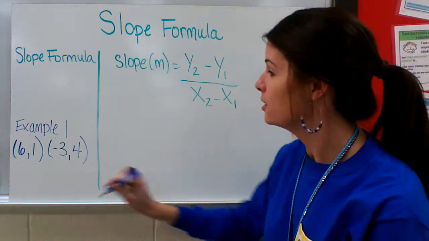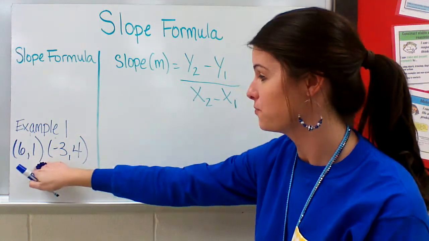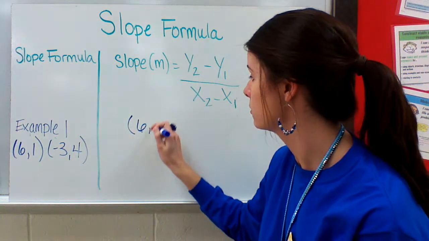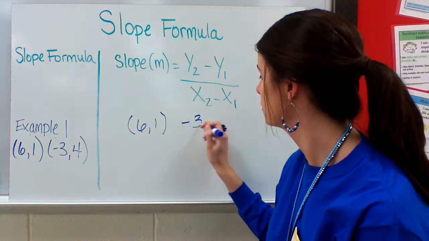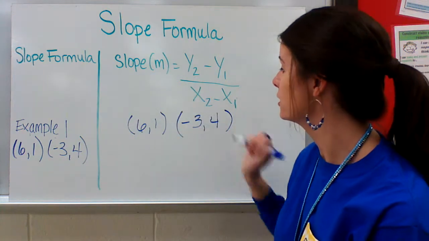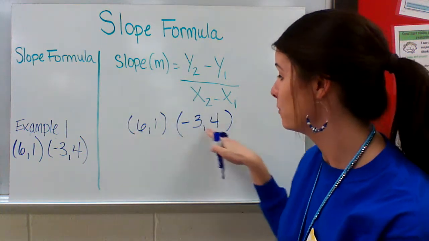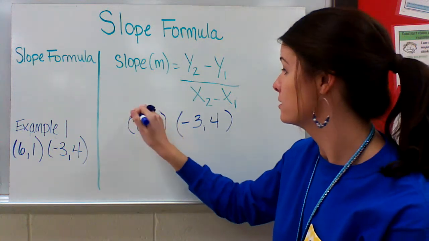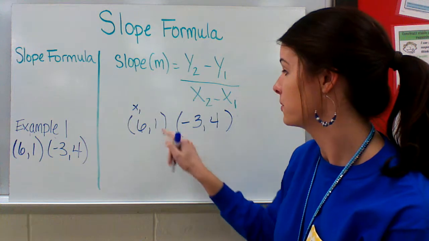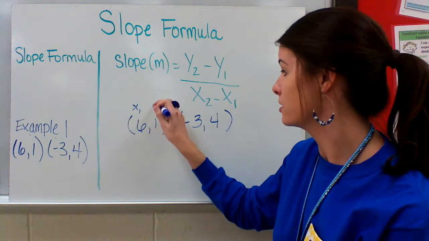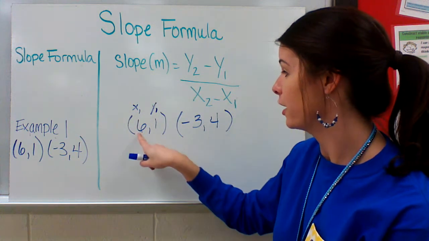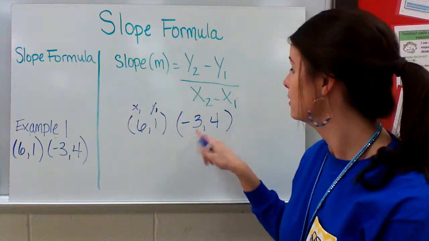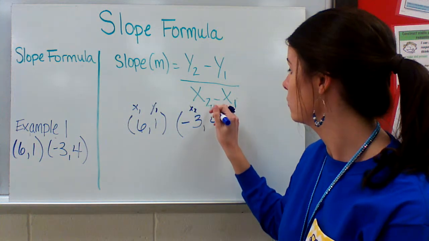So let's try this. So we have the points (6, 1) and (-3, 4). And at first, I think it is helpful to go ahead and label which point is which. So your x is always the first number. So I'm going to put x1 here. Y is your second number, so this is y1. So your x coordinate of the first point, your y coordinate of the first point. So this is x2 and y2.